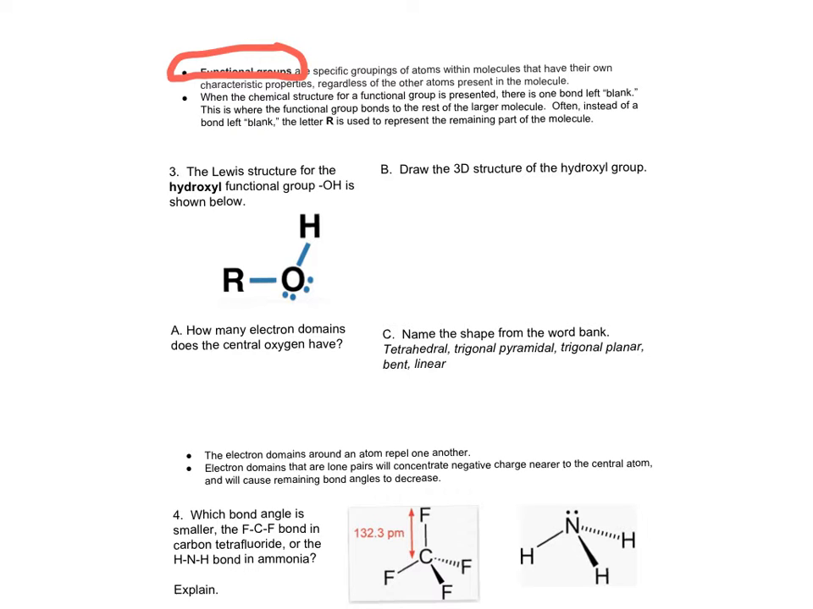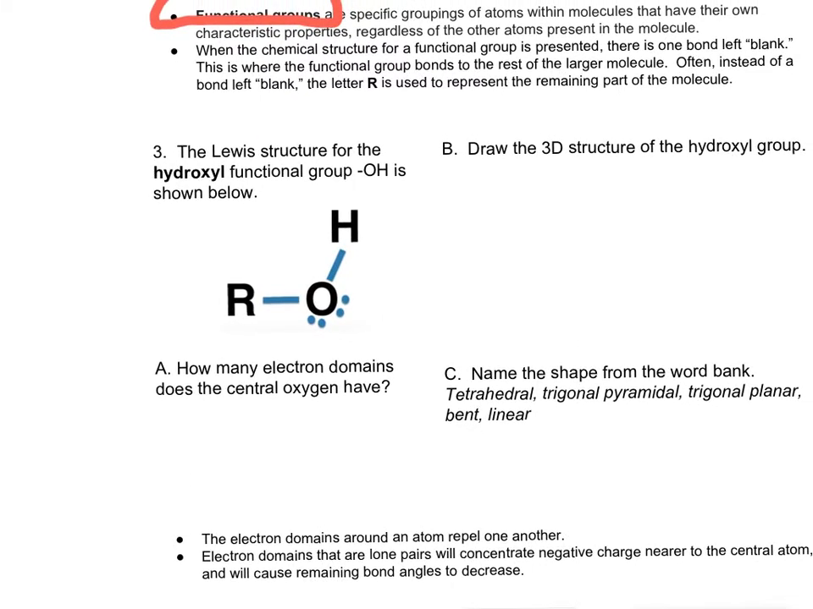Okay, so we start with a question that in some ways looks familiar. The Lewis structure for the hydroxyl functional group, OH, is shown below. So you're never going to have to know names and what the structures are on the test. Every question on the test will give you the structure and will name the functional group, so just so you get exposure to it. But you don't have to know the names of the functional groups.